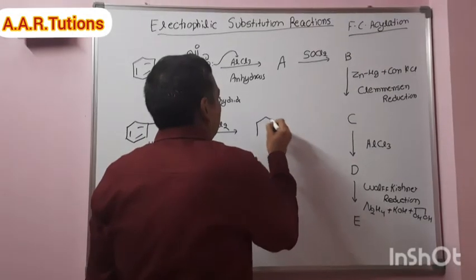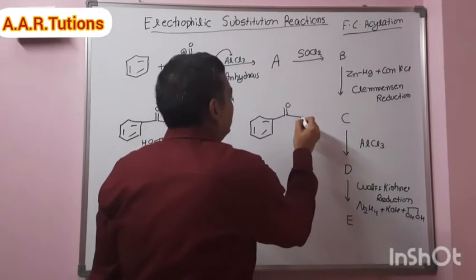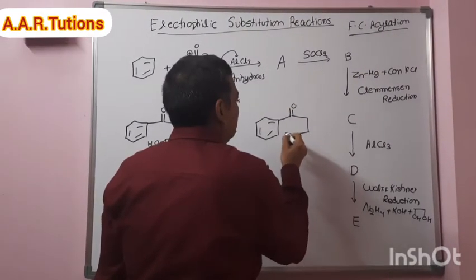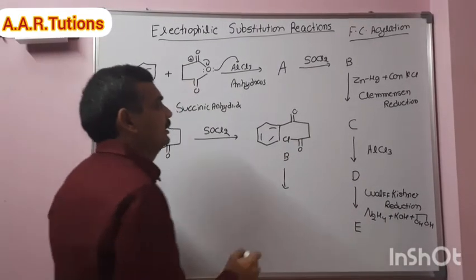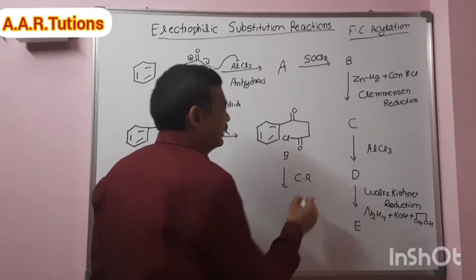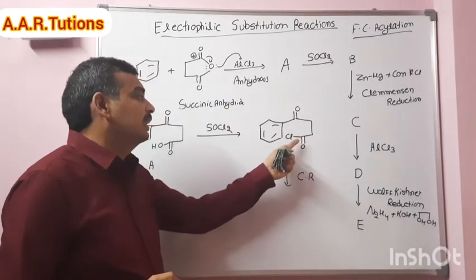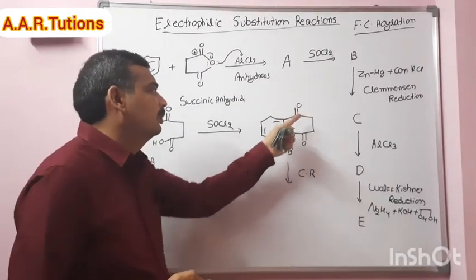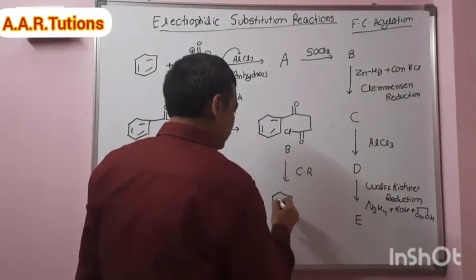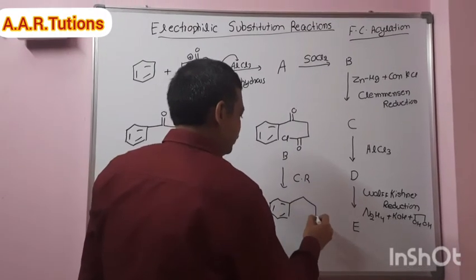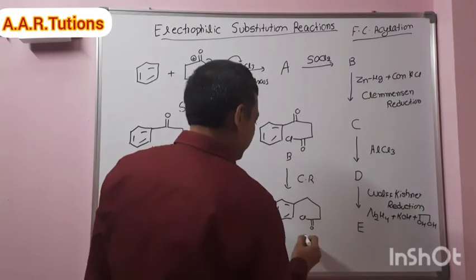Now, conversion of acid to acid chloride gives CO, CH2, CH2, COCl. This is B. From B to C is Clemmensen reduction. What is Clemmensen reaction? Either aldehyde or ketone, so this is not the acid chloride. This is a ketone, and CO gets converted into CH2, giving CH2, CH2, CH2, COCl. This is C.